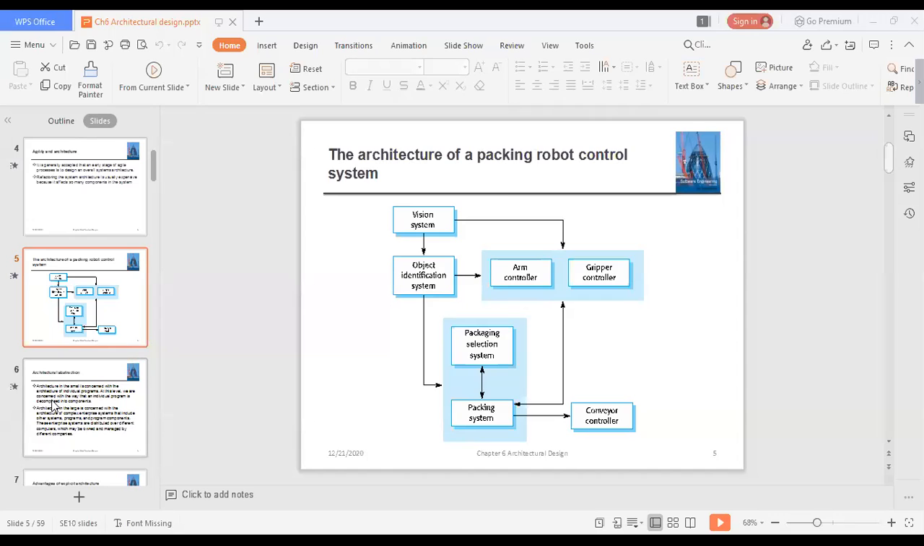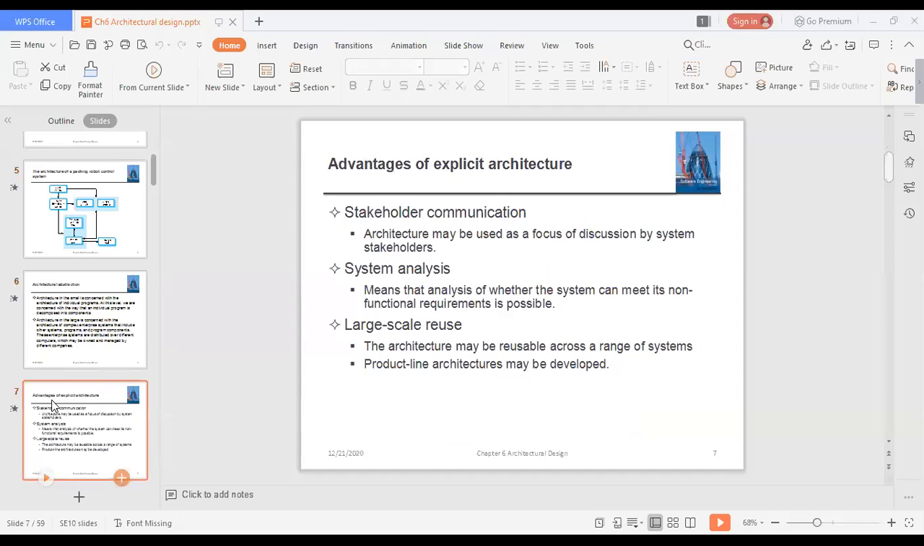Advantages of explicit architecture: stakeholder communication, system analysis, and large scale reuse. Definitely when we are going to design any system, we look for the resources as well, and we look at reusing resources, code, or design. And what are architectural representations?